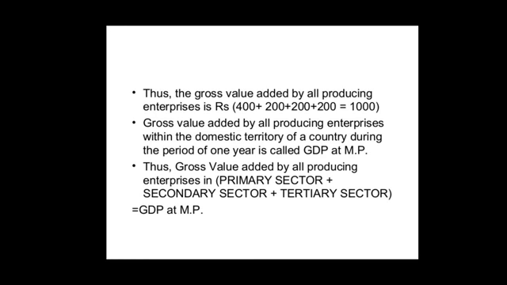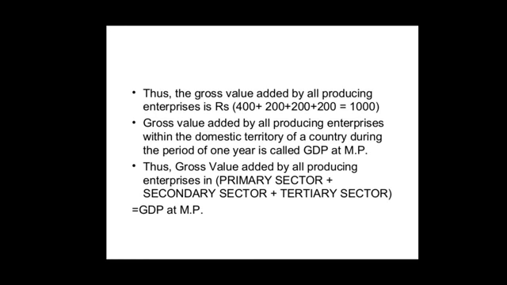Students, we know that gross value added by all producing enterprises within the domestic territory of a country during the period of 1 year is called gross domestic product at market price. So rupees 1000 is thus the gross domestic product at market price.